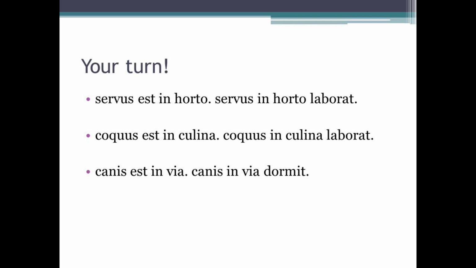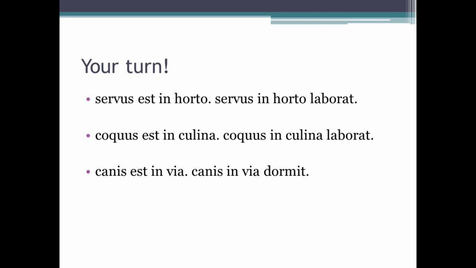Now let's go through the answers. Servus est in horto, servus in horto laborat. This means the slave is in the garden, the slave is working in the garden. Coquus est in collina, coquus in collina laborat. This means the cook is in the kitchen. The cook is working in the kitchen.